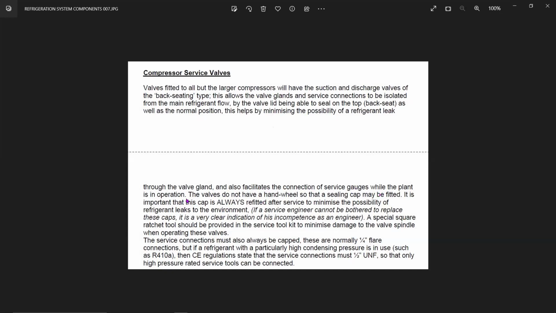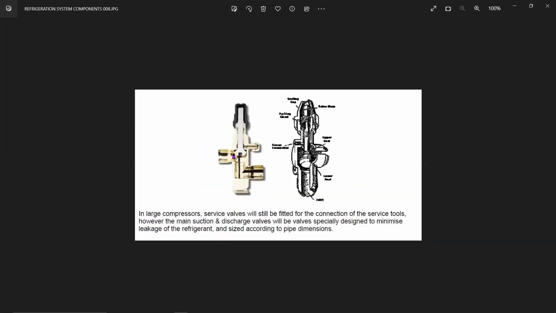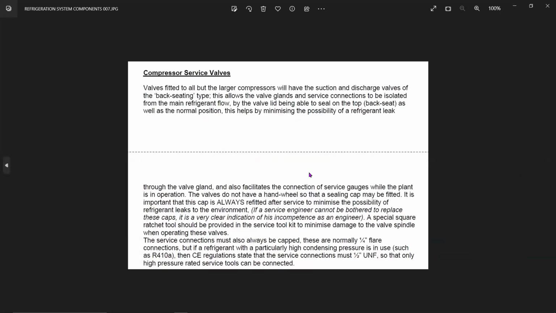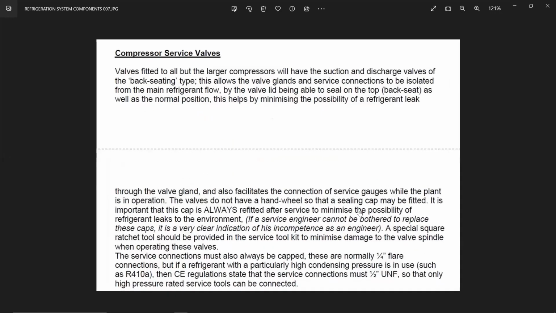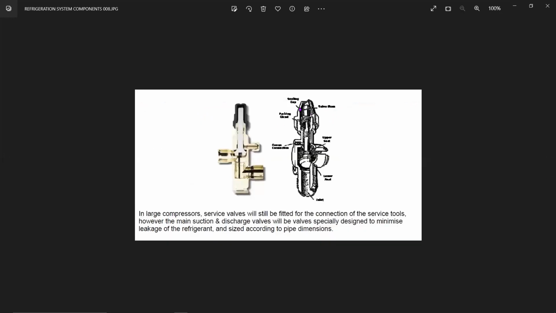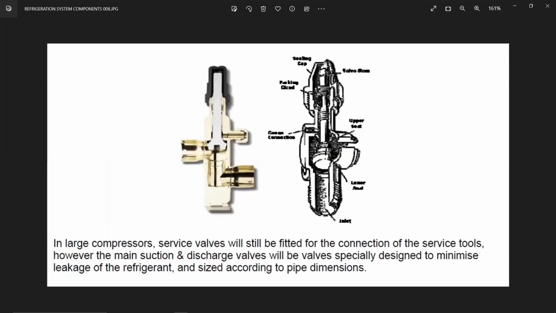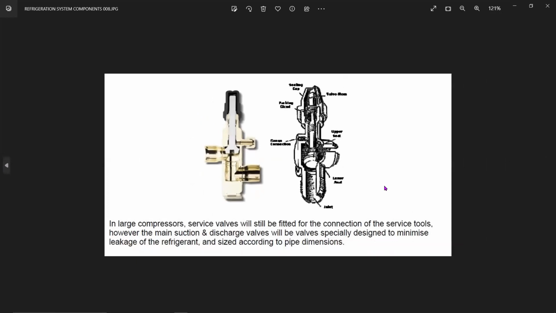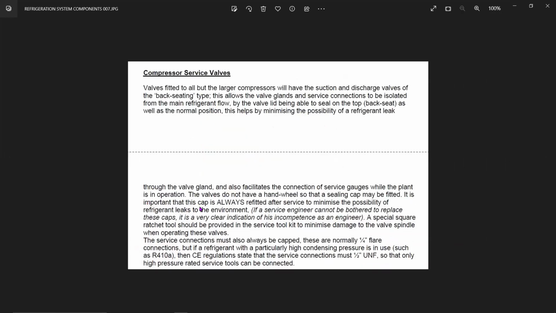gauges while the plant is in operation, so you can connect whatever service gauges, like the 3-gauge connection, for oil charging, whatever you want. The valves always do not have a hand wheel so that the sealing cap may be fitted. If you see, this is a sealing cap on top. It is important that the cap is always refitted after service to minimize possibility of refrigerant leaks to the environment.